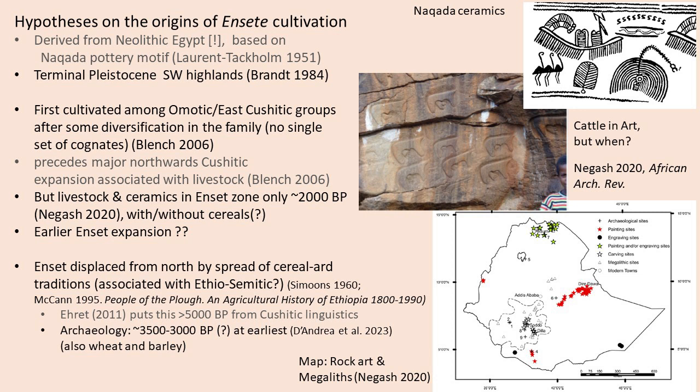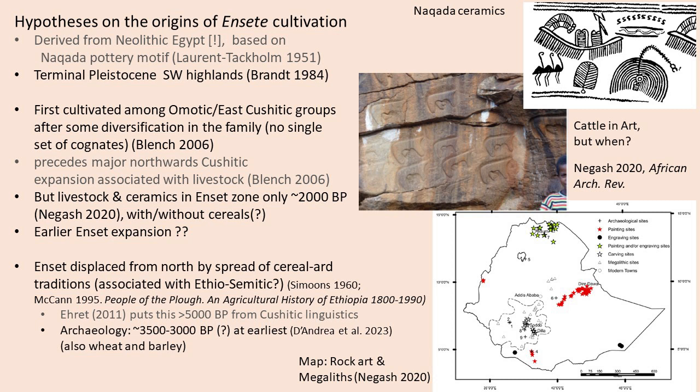She interpreted this motif on Naqada pottery as enset, even though it doesn't grow at these elevations today, and even though there's no archaeological evidence. She said, oh, well, we're going to find it later. So, okay, let's throw that out as a little bit nuts.